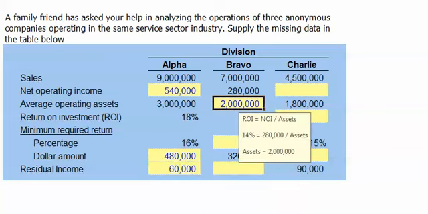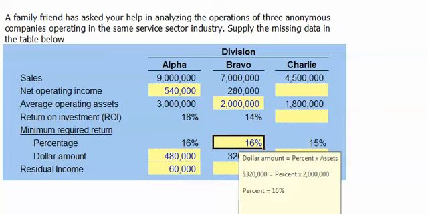For the Bravo division, we can again use our ROI of 14% and set that equal to our net operating income of $280,000 divided by our average operating assets. Solving for our average operating assets, we get $2 million.